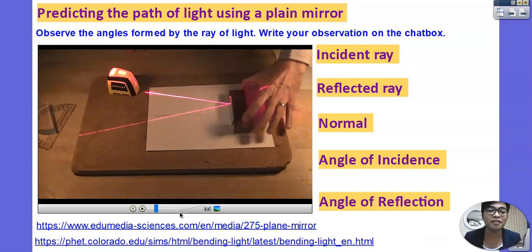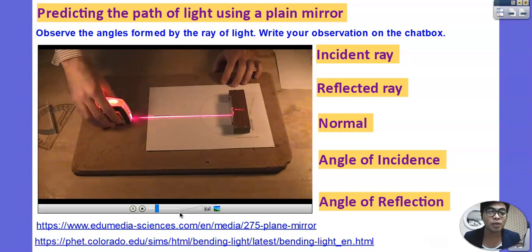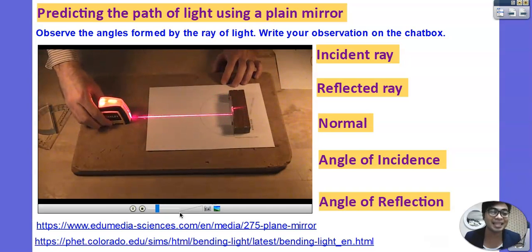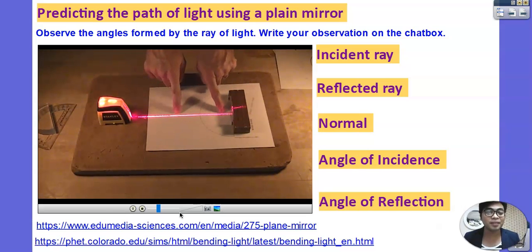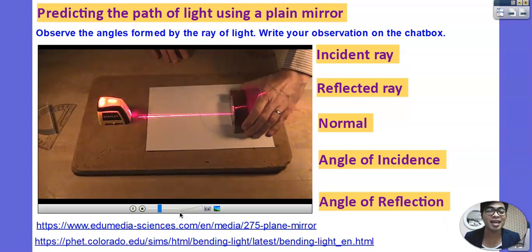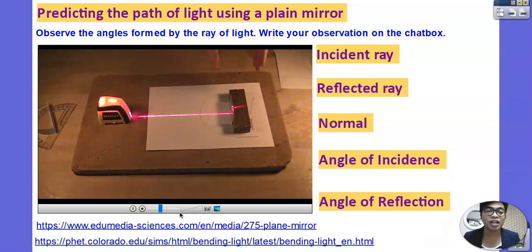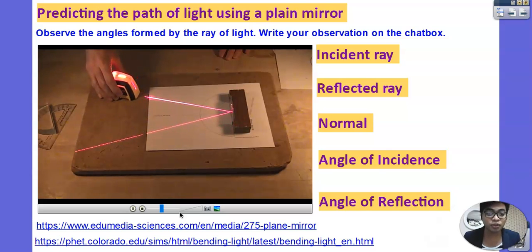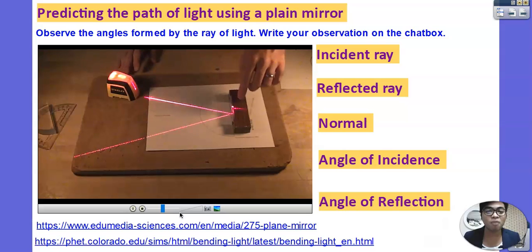So we need to identify the following words: the incident ray, the reflected ray, the normal, the angle of incidence, which is related to the incident ray, and also the angle of reflection. So this is just an experiment right over here. I'm going to give you the YouTube link of that. I'm going to show you here a simulation of what will happen.